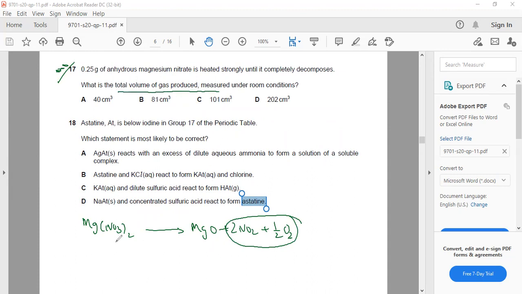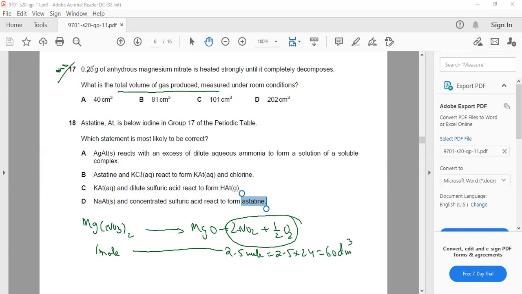Very simple. For 1 mole, how many moles of gas are formed? 2.5 moles of gas is formed. That is equal to 2.5 times 24, which is 60 dm cube of gas.